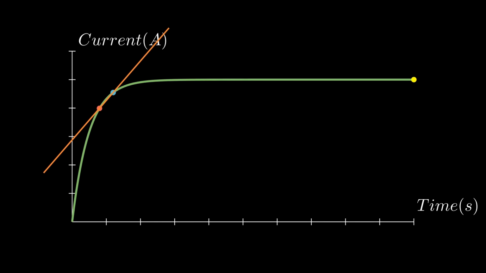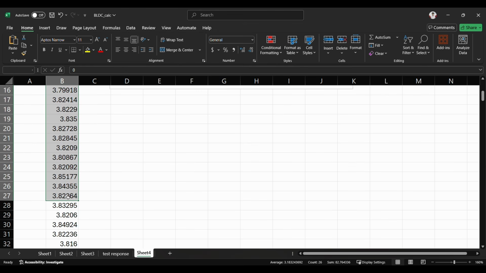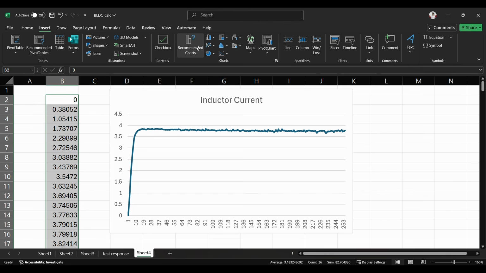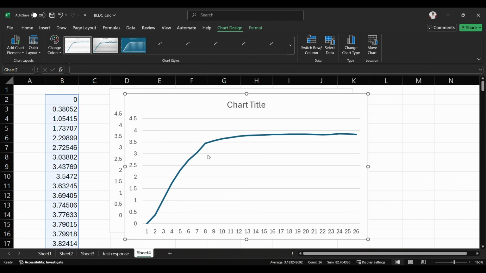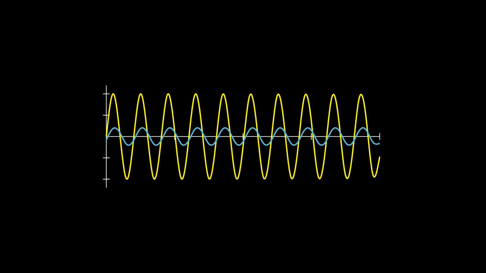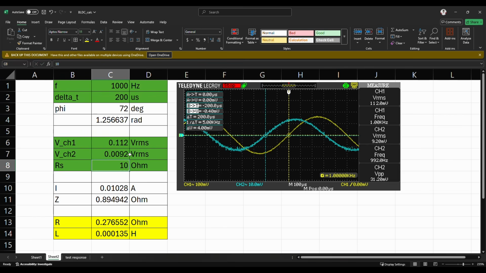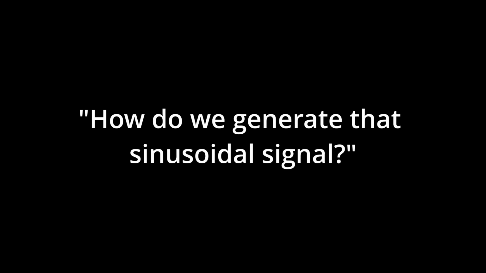However, here's the challenge. The current changes extremely fast, within the microsecond or even nanosecond range, making it very difficult to measure accurately. That's why a more practical approach is to inject a sinusoidal signal and measure the motor's total impedance. From that, we can calculate R and L, similar to the previous method using a function generator and an oscilloscope. Then comes the question, how do we generate that sinusoidal signal?